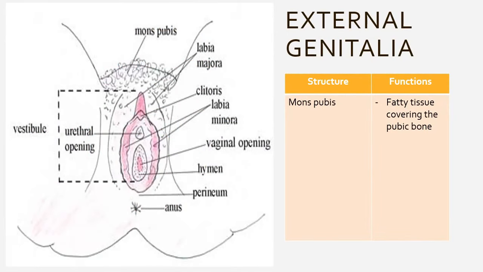The parts of the female reproductive system that are located outside of the vagina are called the external genitalia. This is also called the vulva. The mons pubis is a fatty, rounded area overlying the pubic symphysis. After puberty, this area will be covered with pubic hair.